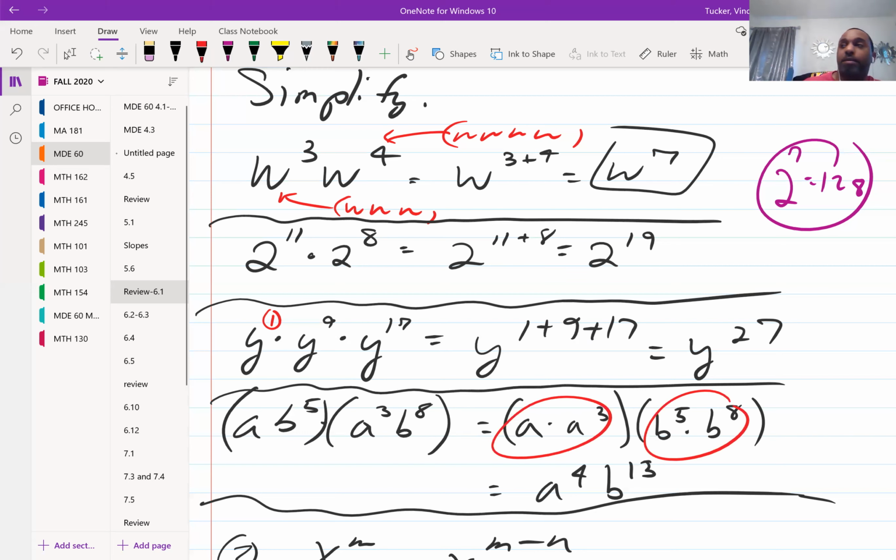So a times a cubed, then b to the 5th times b to the 8th. Now you can add your exponents. And remember, this is a 1. So 1 plus 3 gives you a to the 4th, and then 5 plus 8 gives you b to the 13th.